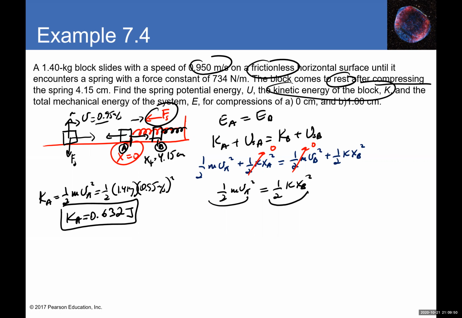And since they are equal to one another, I can just say that potential energy is equal to 0.632. But I can also calculate this, right? 1 half times 734 newtons per meter, and then times 0.0415 meters squared. And guess what I'm going to get? I'm going to get 0.632 joules. Exactly the same thing.